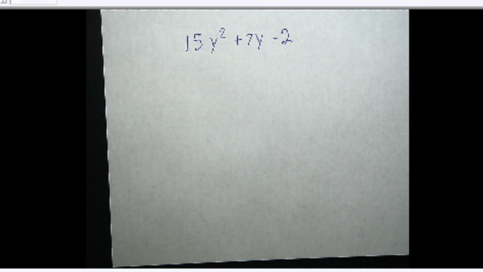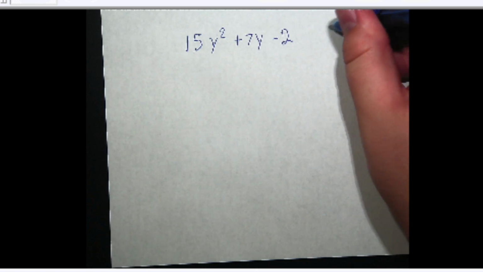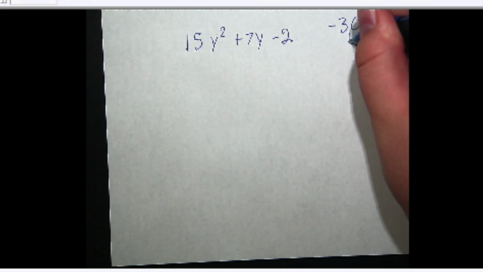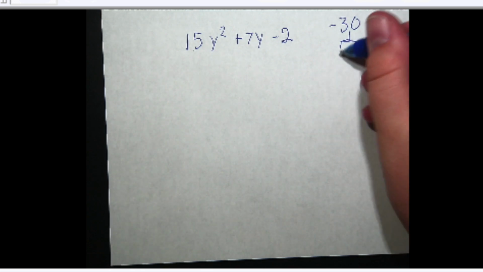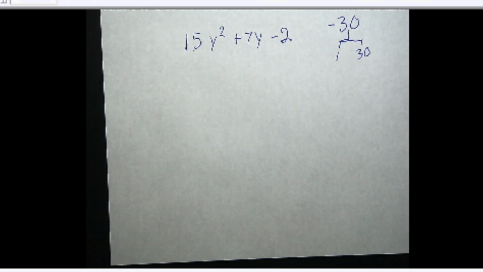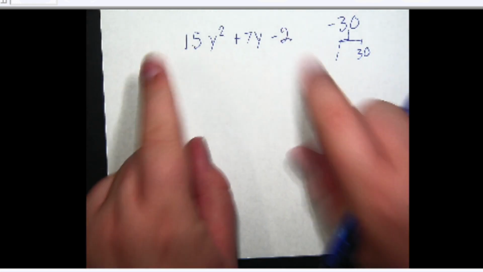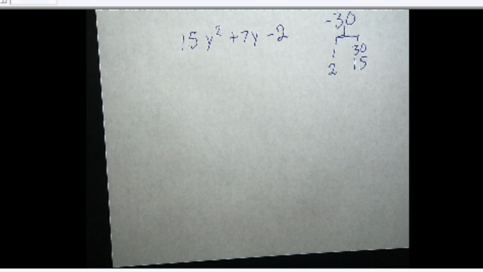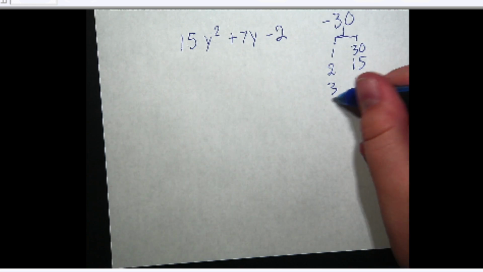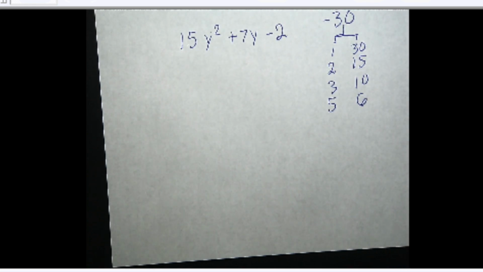So first of all, what's my AC? What is my A and my C? So multiply those two. Negative 30. Good. All right, now we've got to find factor pairs. So starting with 1 and 30. Well, we also know that 2 and 15 work. So we just did that. What else? 3 and 10. 5 and 6. And I believe that's all of them.